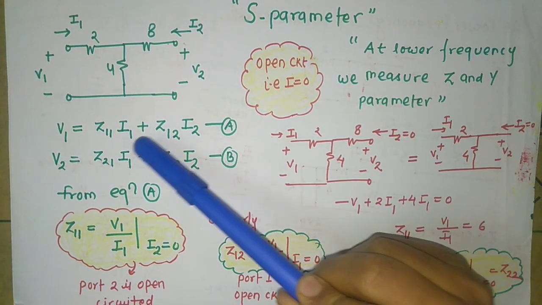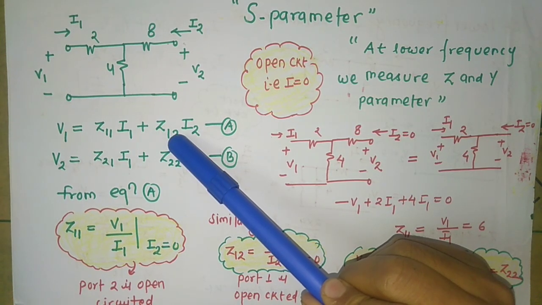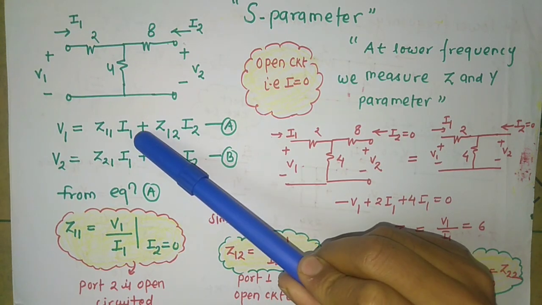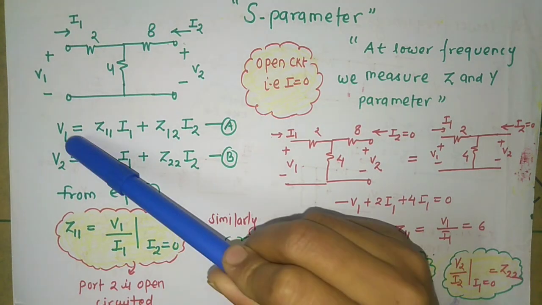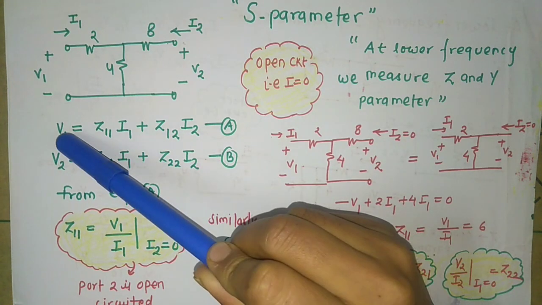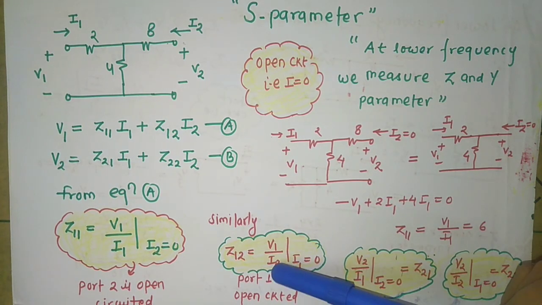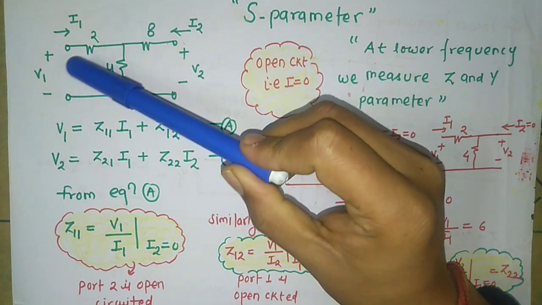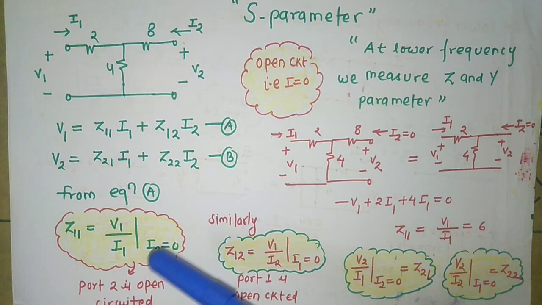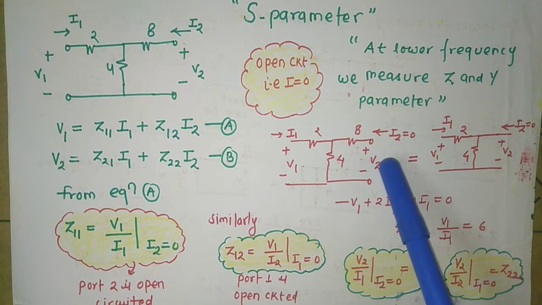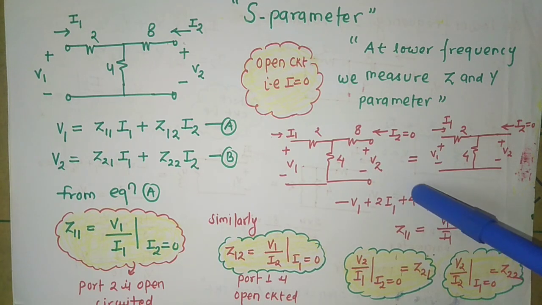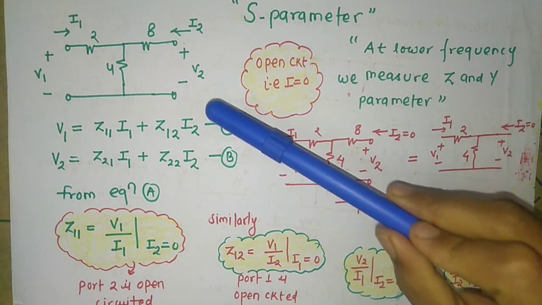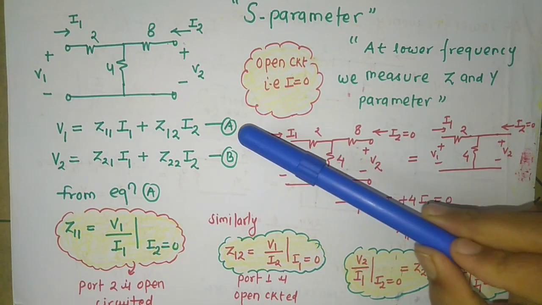Suppose that I want to calculate Z12, then what do I have to do? I will put I1 equals 0. Then Z12 will become V1 over I2. If I1 equals 0, it means that port number 1 is open circuited. Here I have shown how we calculate Z11. Please see it. But in this case you can notice one more thing.